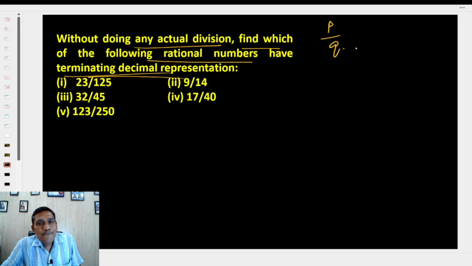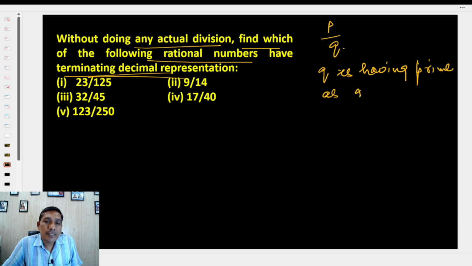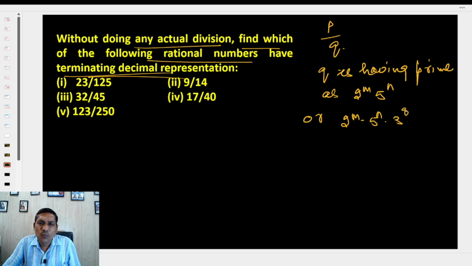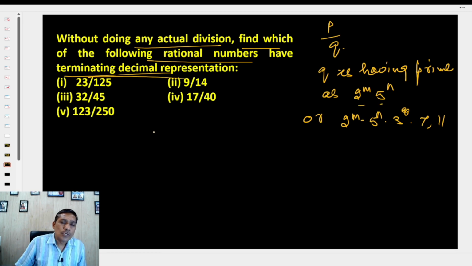Now suppose this Q is having prime factors as 2 to the power m and 5 to the power n, or it has 2 to the power m, 5 to the power n, 3 to the power 1, 3 to the power q, whatever and whatnot. You got the factor of 3, 7, 11 or something else except 2 and 5. So there are two categories now.